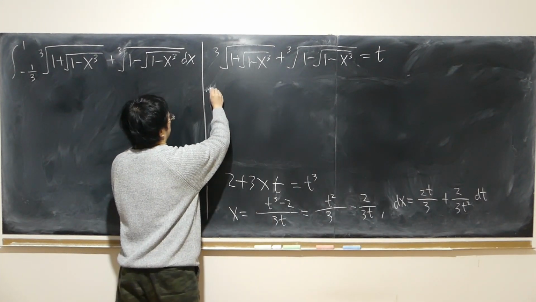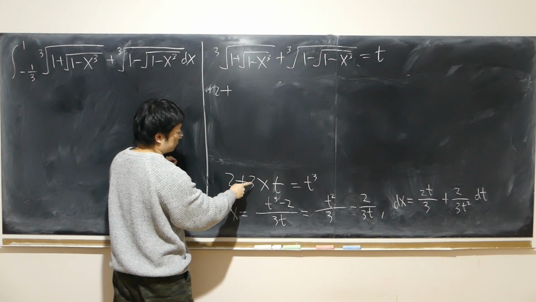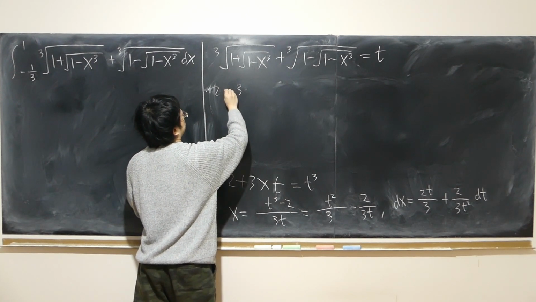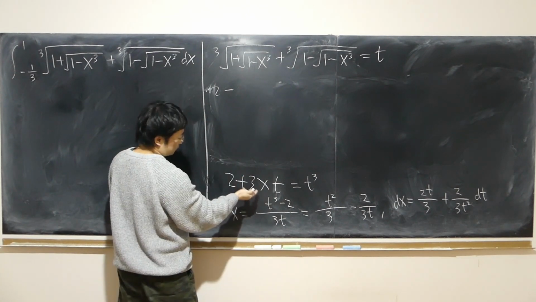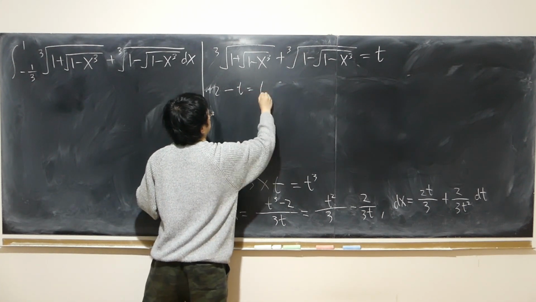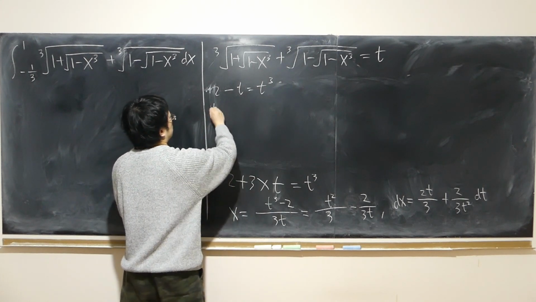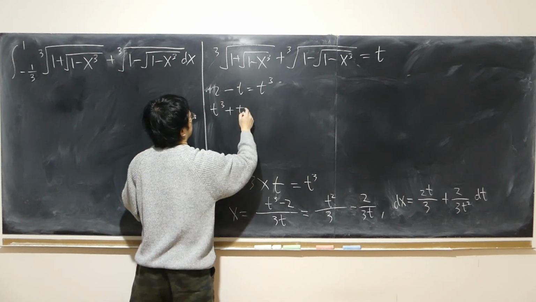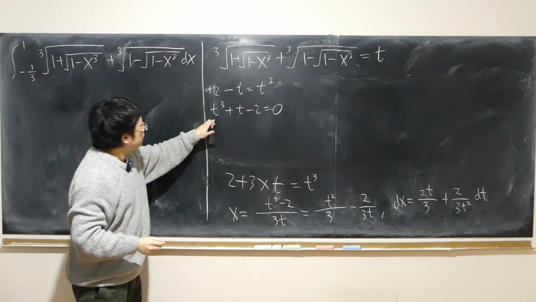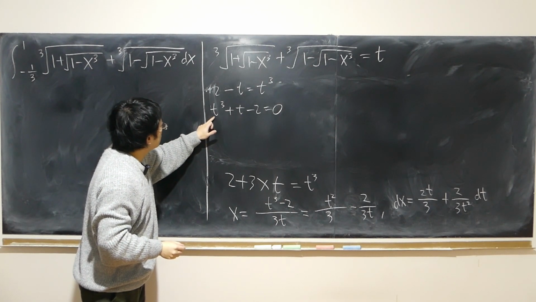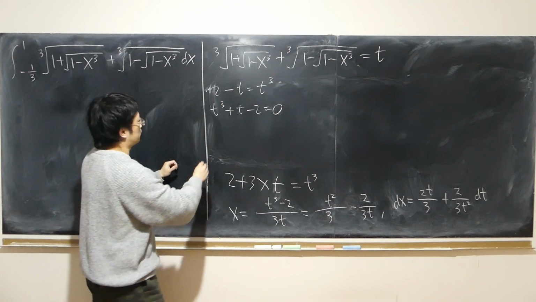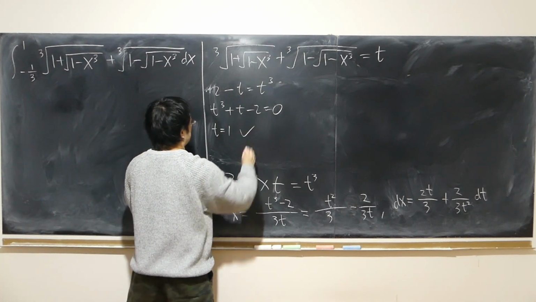So if I plug x equal to negative 1/3 in here, what do I have? Immediately I have 2 plus 3 times negative 1/3, so minus t, equals t cubed. So t cubed plus t minus 2 equals 0. If t is equal to 1, then 1 plus 1 minus 2 equals 0, yes, 1 is the solution. So t equals 1.